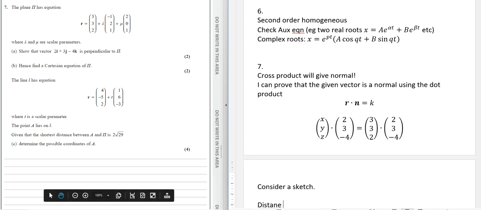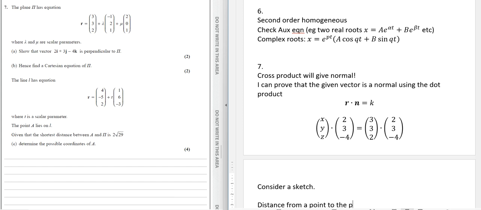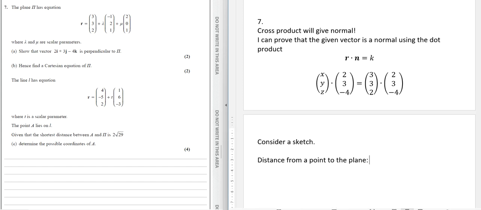For the distance from a point to the plane, you want to be thinking about projecting a vector from the point to the plane onto the unit normal for the plane. If you project onto the unit normal, then it's going to tell you just how much of that vector you've created is pointing in the direction of the normal. And then you work out the size of that, you've got the distance.